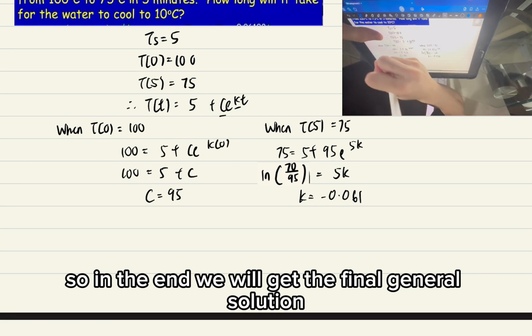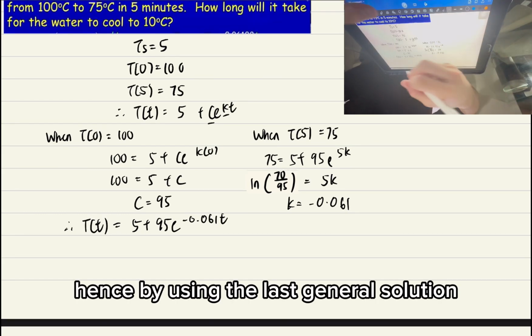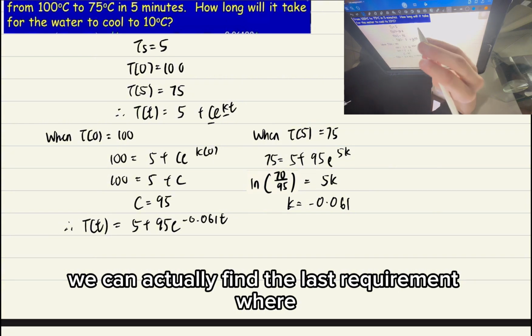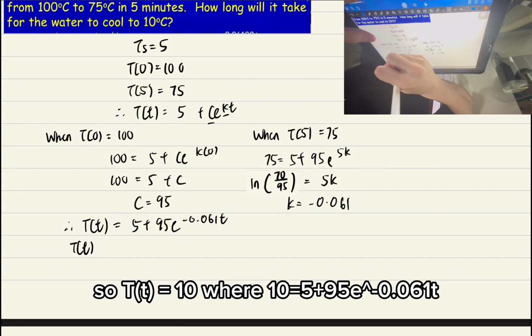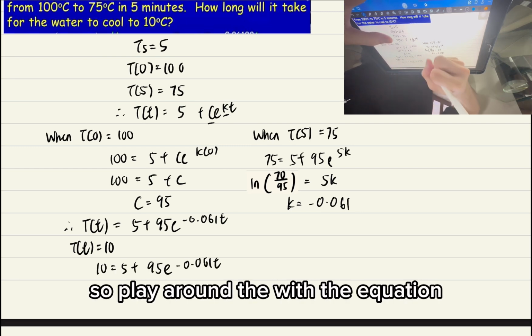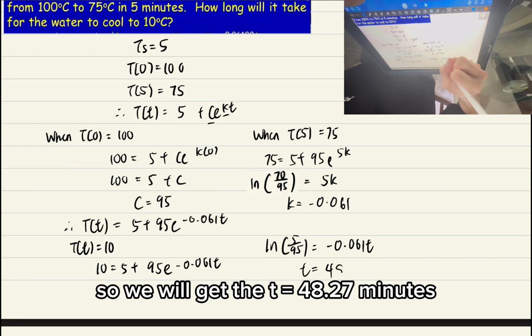So in the end, we get the final general solution where temperature in terms of t equals 5 plus 95 e to the power of negative 0.061 t. Hence, using this final general solution, we can find the last requirement: how long will it take for the water to cool to 10 degrees Celsius. So T equals 10, where 10 equals 5 plus 95 e to the power of negative 0.061 t. Playing around with the equation, we get ln of 5 over 95 equals negative 0.061 t. So we get the time equals 48.27 minutes.